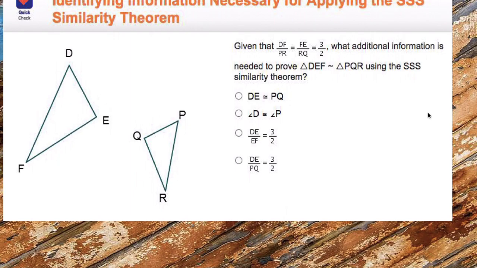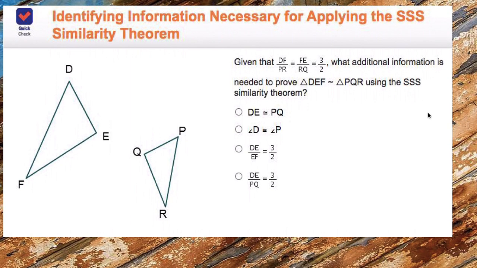Here is an example problem from Edgenuity within the side, side, side lesson. It says given that DF over PR equals FE over RQ equals 3 over 2. What additional information is needed to prove the triangles are similar using side, side, side? Well, currently we have two sets of sides. I'm going to go ahead and highlight these. So we got DF and PR. Now remember, these are not congruent. They are in ratio with each other in the ratio of 3 to 2. We have FE and RQ.